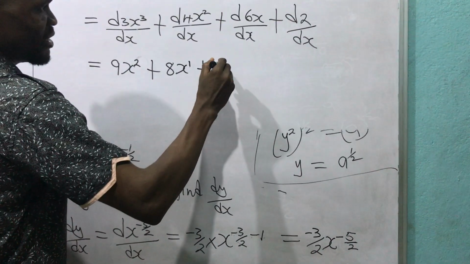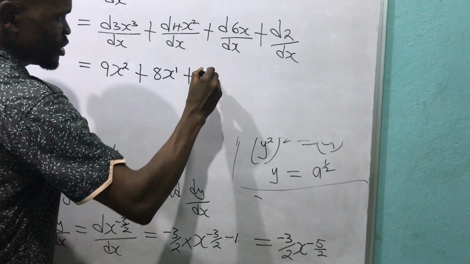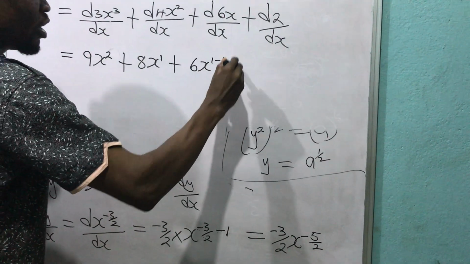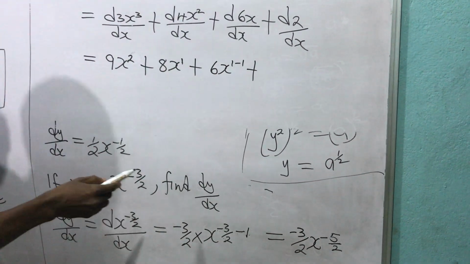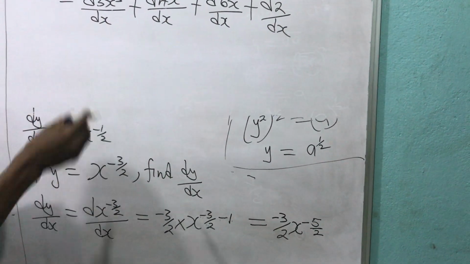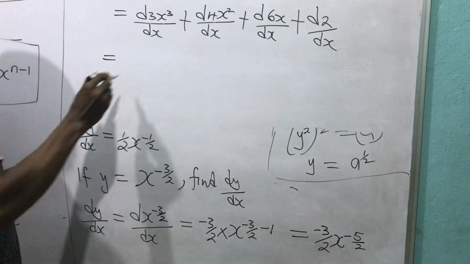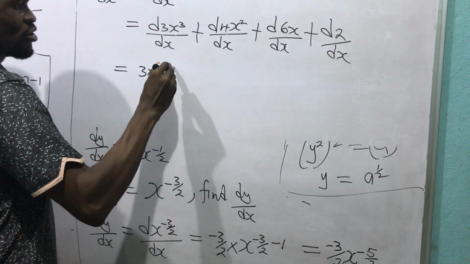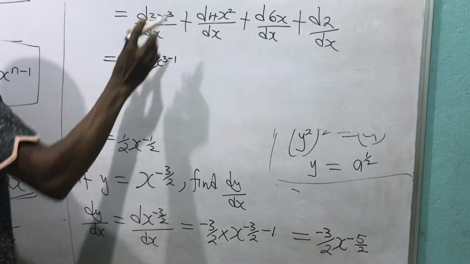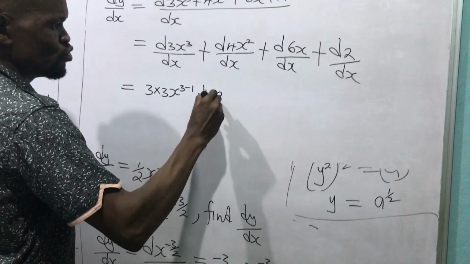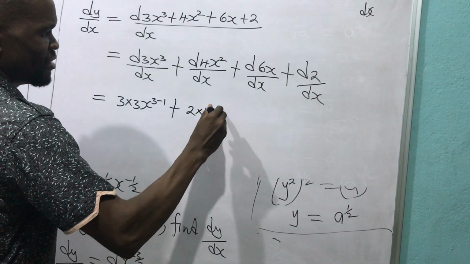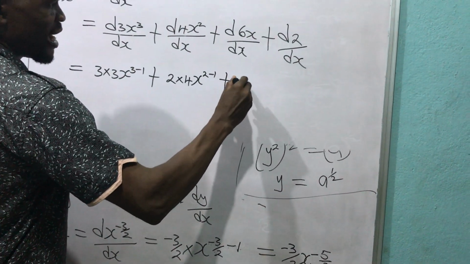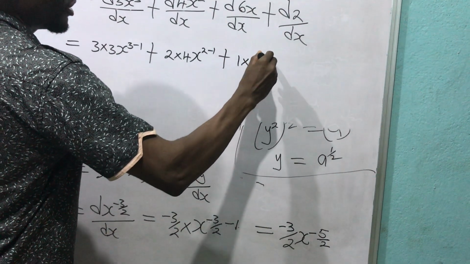This will be what? I'll have 1, which is 6x raised to the power 1 minus 1. And this will be plus. You remember how I got 1? Okay, let me start gradually because I don't know how you are understanding this. I will have 3 times 3x raised to the power 3 minus 1 for this. Plus, I will have 2 times 4x raised to the power 2 minus 1. Plus, this will give me 1 times 6x raised to the power 1 minus 1.